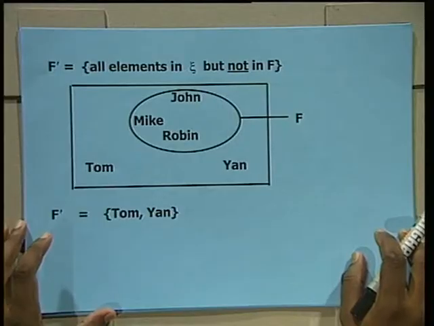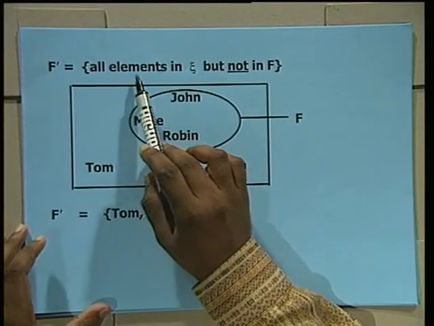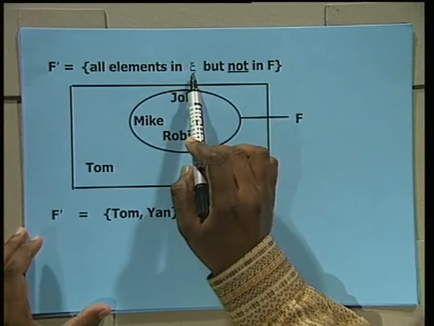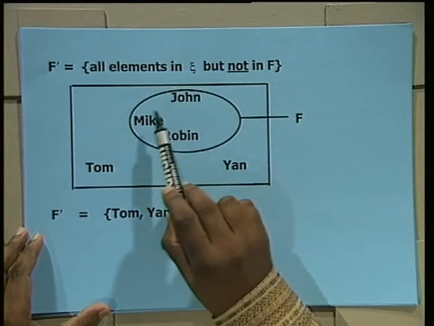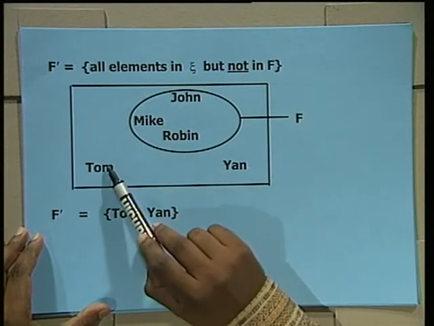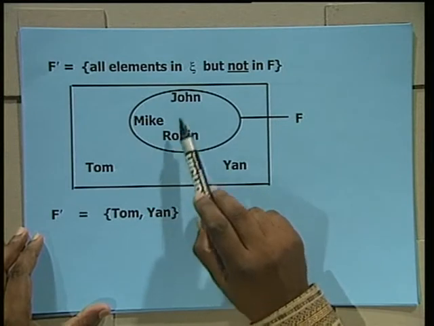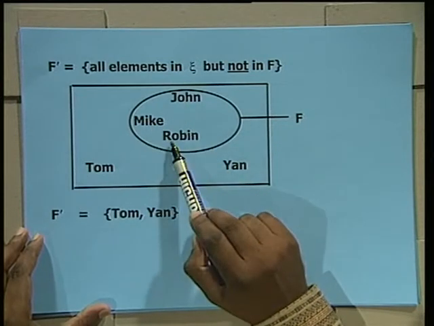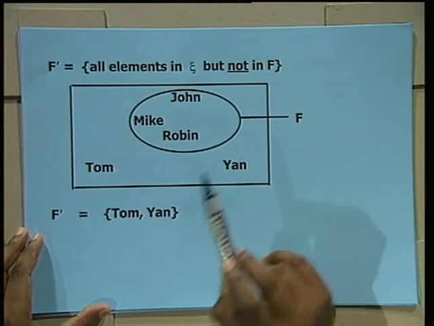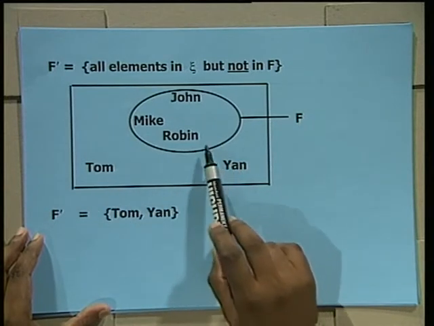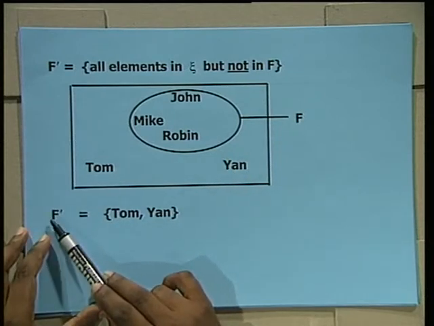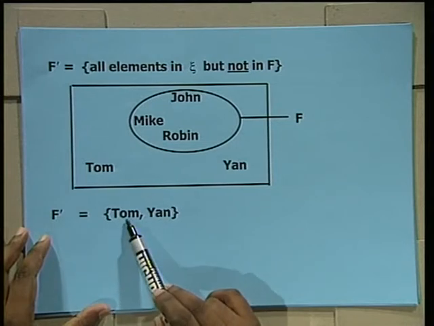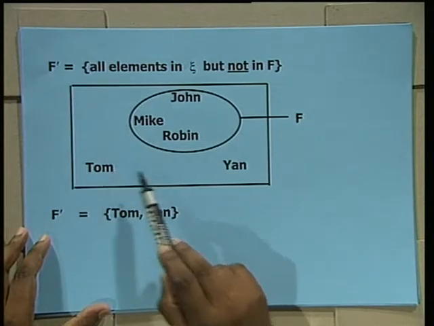We look at another set called the F complement. The set F complement consists of all the elements in the universal set not found in F. For example, in the class we had 5 pupils: John, Mike, Robin, Tom, and Jan. Only 3 of them played football. That is, only John, Mike, and Robin would be in the set F. Tom and Jan are outside the fence, outside the set. Therefore, the set F complement, or simply F dash, consists of 2 pupils, Tom and Jan.